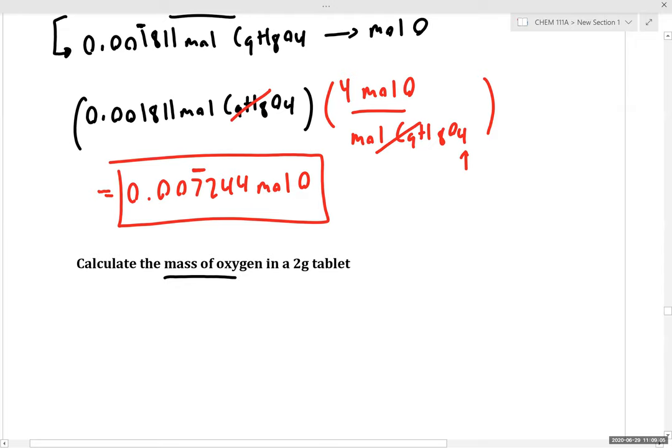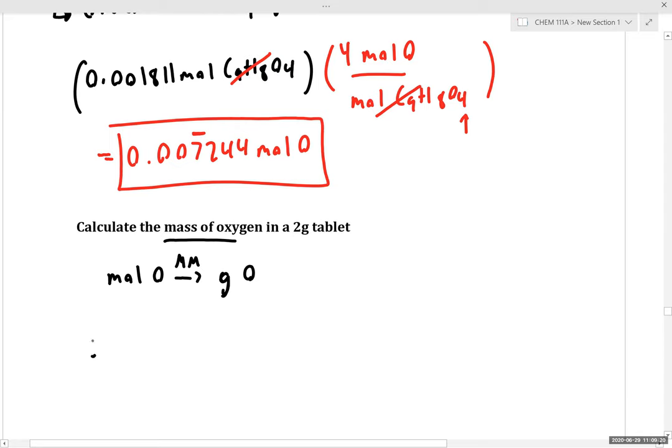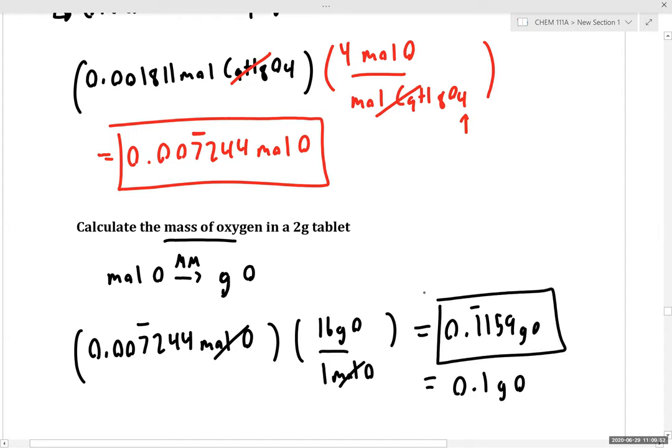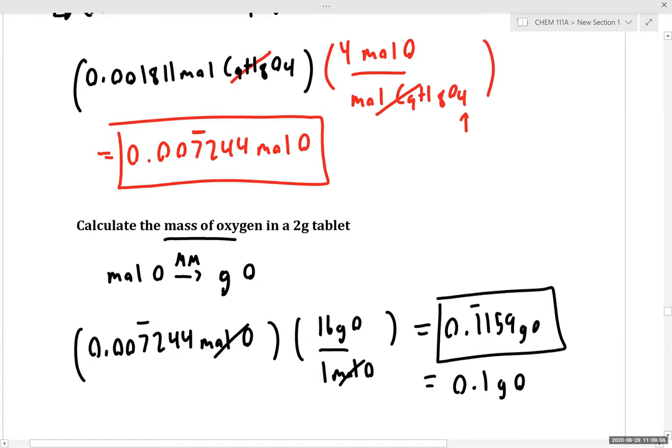Now we're asked to calculate the mass of oxygen. So we're trying to go from the moles of oxygen to the grams of oxygen, and to do that, we use our molar mass. We have 0.007244 moles of oxygen, and we know that we have 16 grams of oxygen for every 1 mole of oxygen. Moles of oxygen cancels, and we're left with 0.1159 grams of oxygen, which if we were rounding, we'd round to 0.1 grams of oxygen. But we're not going to round just yet because we have one last payoff for this question.